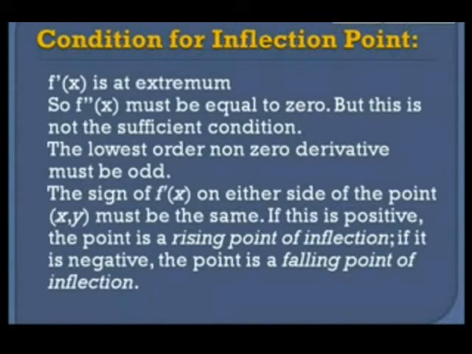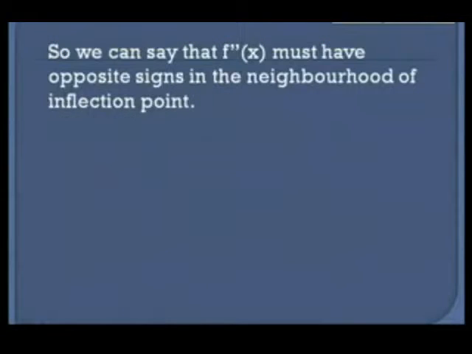So the sign of f dash x on either side of the point x comma y must be the same. If this is positive, the point is a rising point of inflection. If it is negative, the point is a falling point of inflection. So the condition for inflection point is that f dash x should be at an extremum, or f double dash x must be equal to 0. But besides that, the lowest order non-zero derivative must be odd. Also, the sign of f dash x on either side of the point x comma y must be the same. If this is positive, the point is a rising point of inflection. If it is negative, the point is a falling point of inflection.